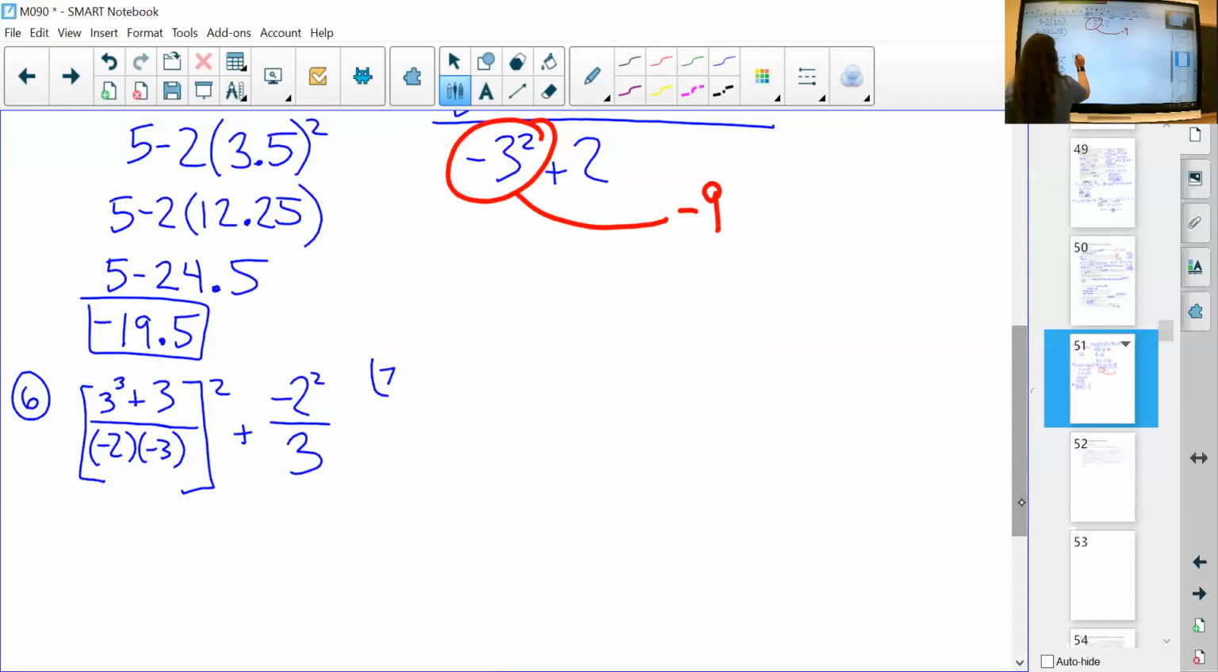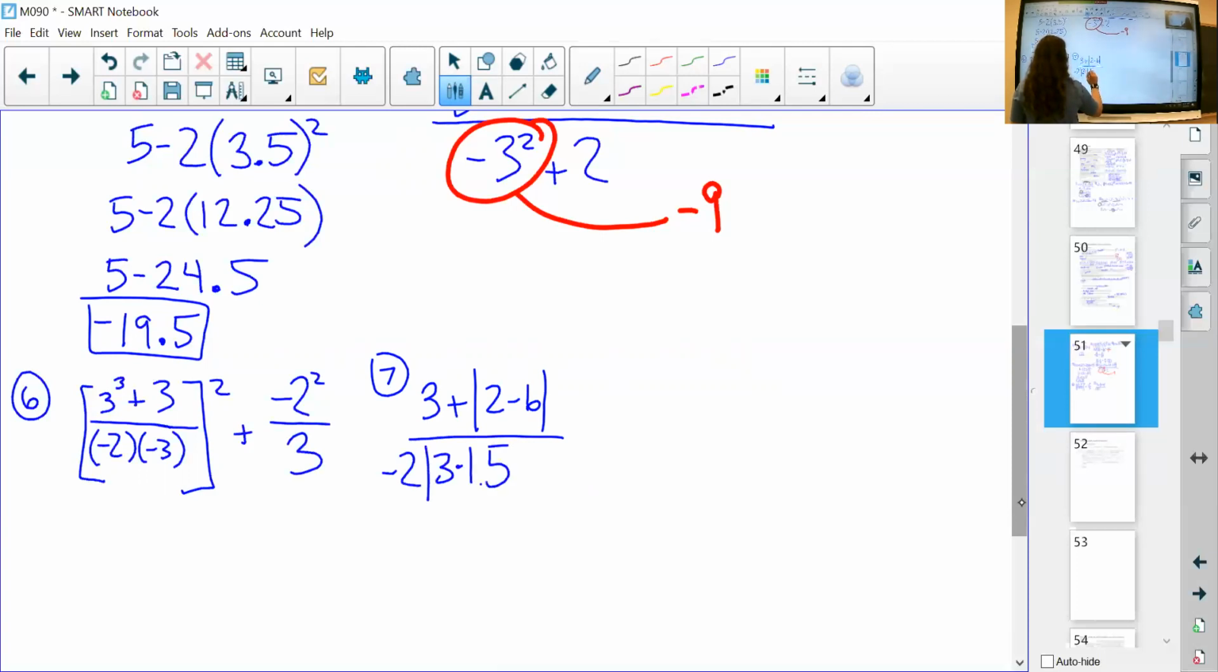Example 7. 3 plus 2 minus 6 in absolute values. -2, 3 times 1.5. Make sure that your decimal point and your multiplication dots look very different. Minus -3. So we have a number of rules coming into play here. Remember, absolute value strips off the negative if it's negative, leaves it alone otherwise.